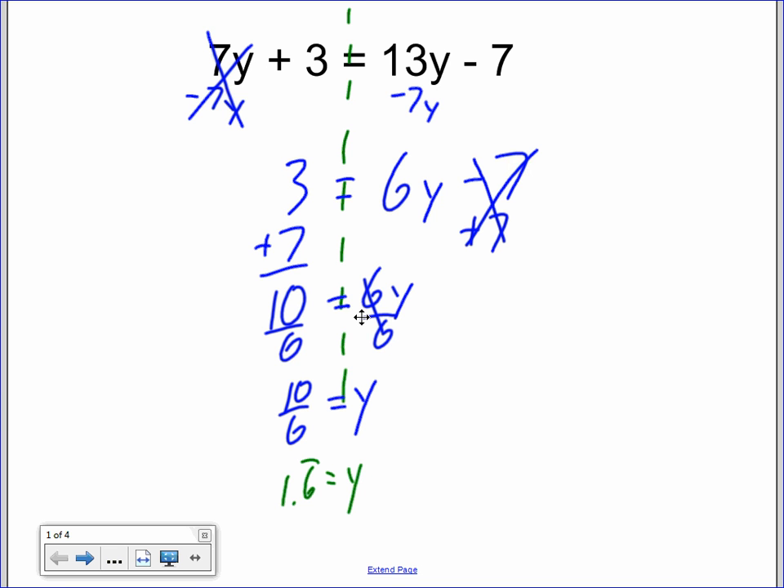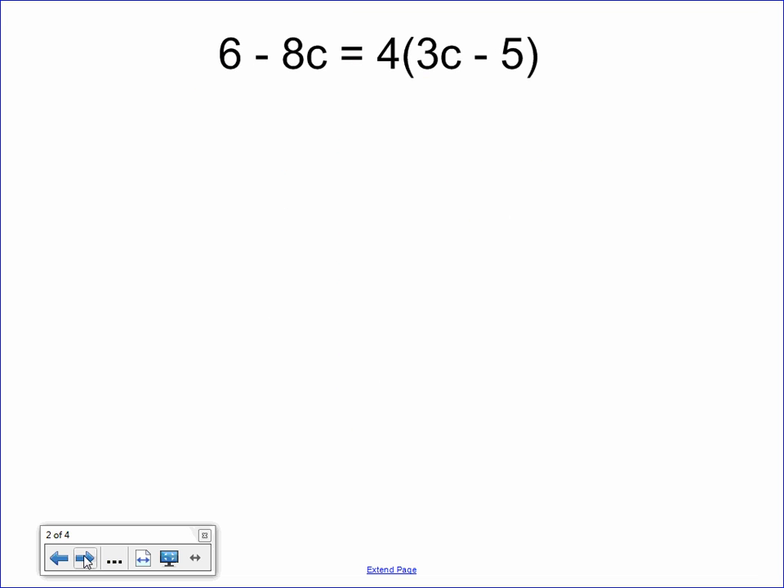You want to leave it as a fraction, right? You can either leave it like that or you can simplify it. Either way, any of these answers are right. To check, you just plug that back in for y. I'm going to keep moving today instead of plugging in.